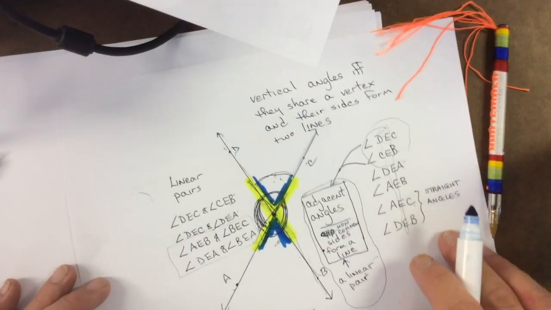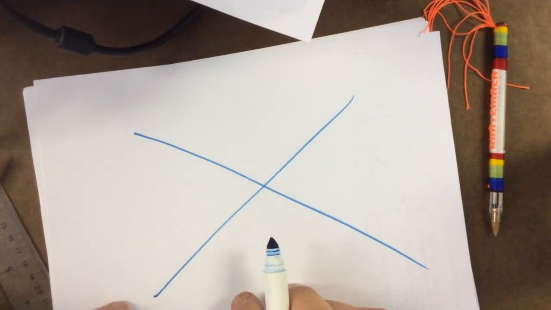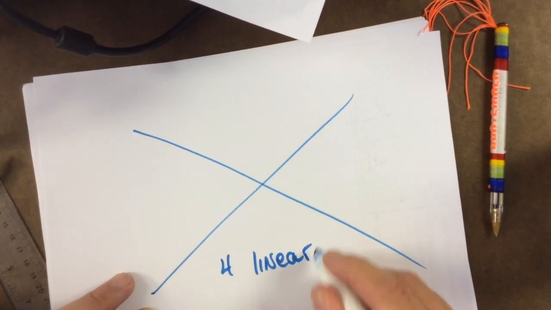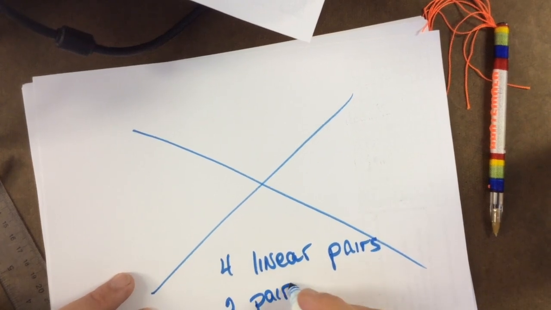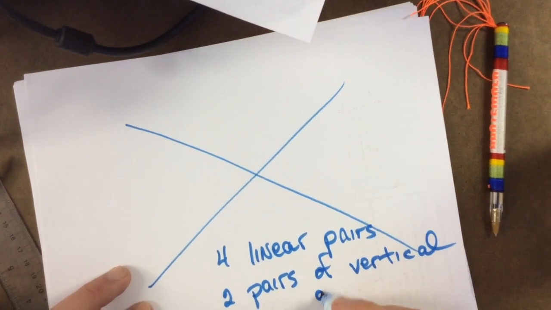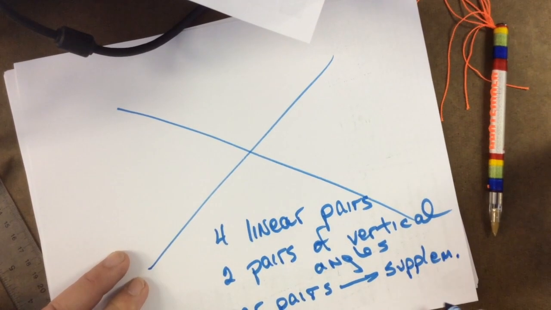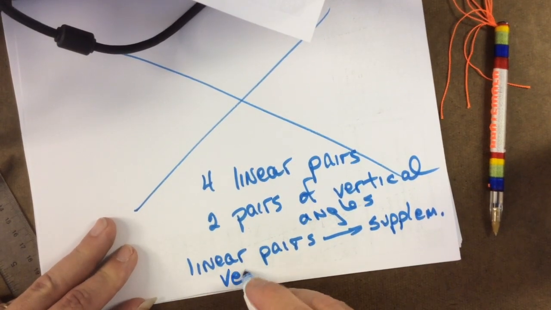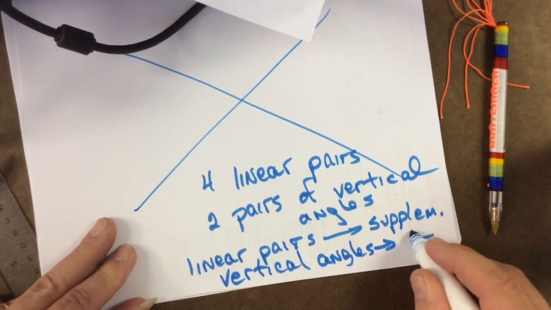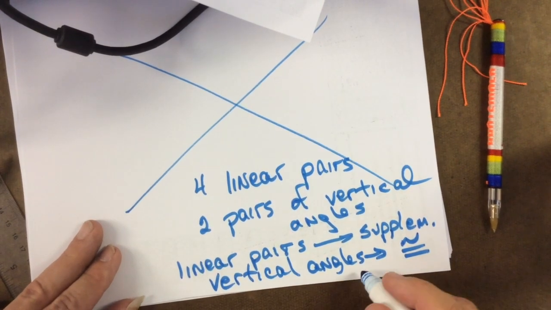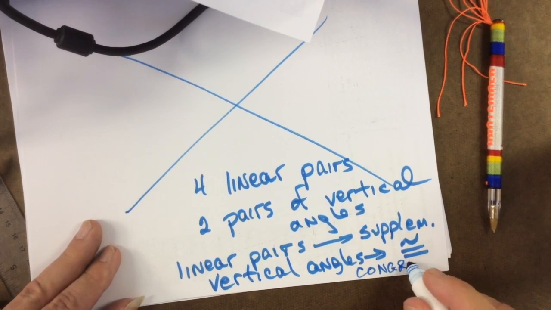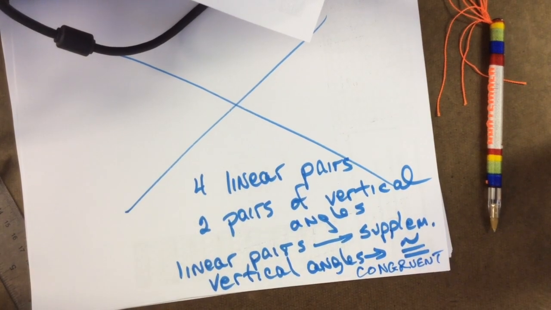So every time two lines cross, you create four linear pairs and two pairs of vertical angles. The linear pairs are supplementary, which means that the sum of their measures is 180 degrees. And the vertical angles are congruent, and that's the symbol for congruent. So those are your first angle relationships, and they are formed anytime two lines cross. There are more angle relationships, and we will get into them.